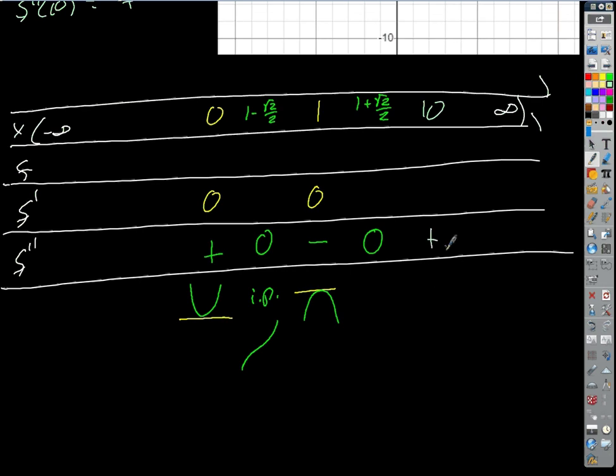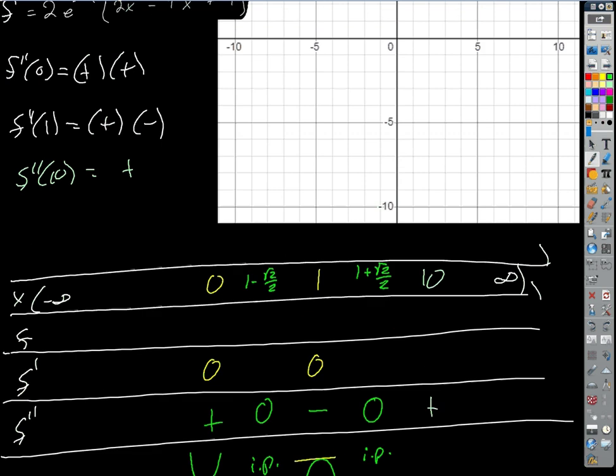So that also is an inflection point. Okay, and so what's that one going to look like? That one's going to go from concave up to concave down. It's going to do something like that. And if we knit all those together, we get our graph.